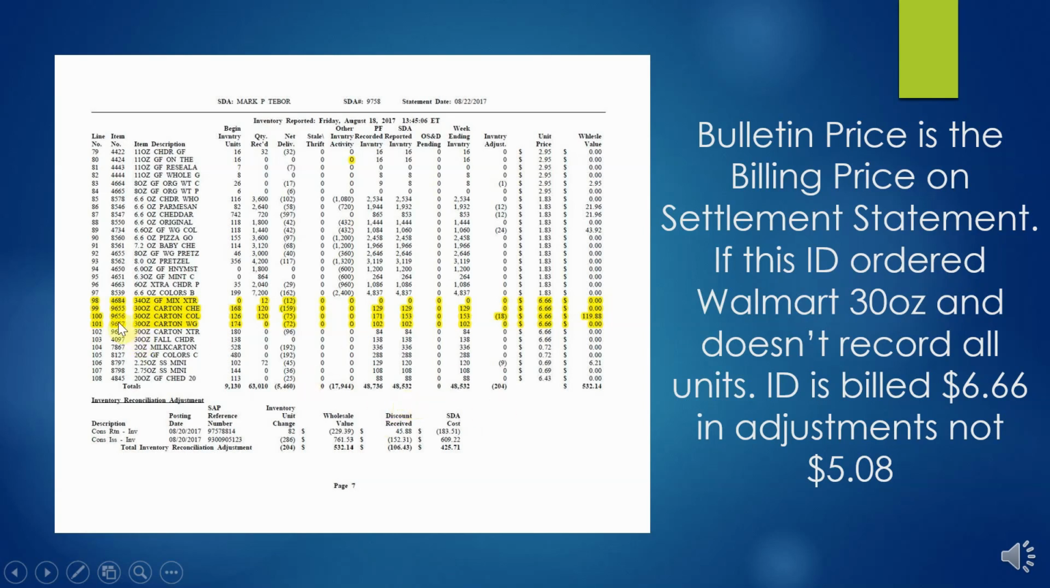As we see with this distributor here, this distributor shows a discrepancy of 18 units that they could not account for. Well, what happens if the 18 units were meant for Walmart? Shouldn't this say 508? Well, of course not. It would never say 508 because the published bulletin price is 666. Period.